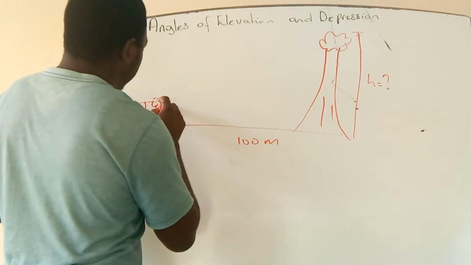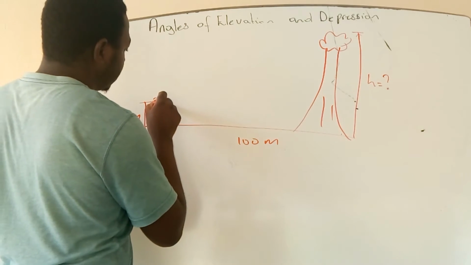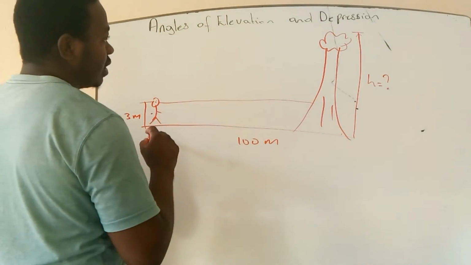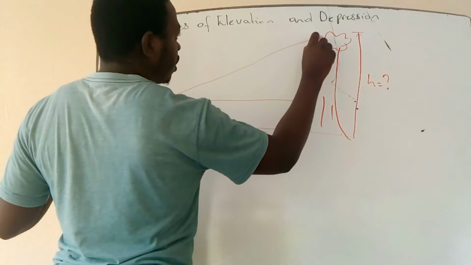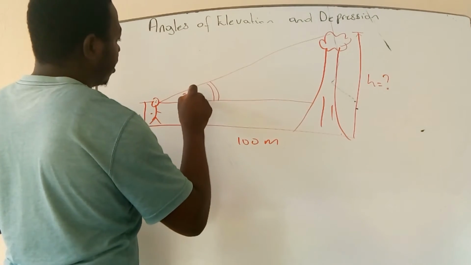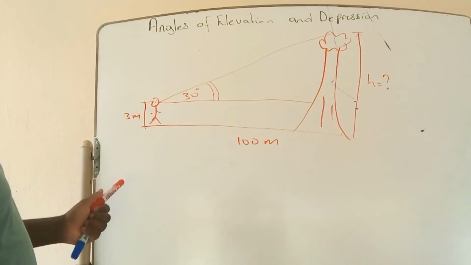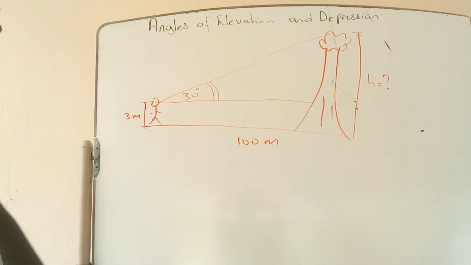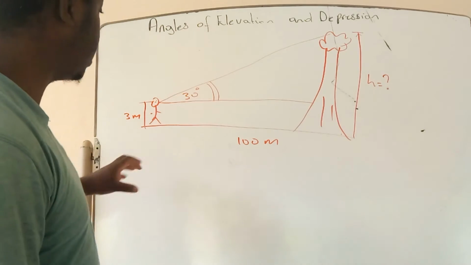You also know that your line of sight looking across to the tree and your line of sight looking upwards at the top of the tree, you know that angle. You know that angle is 30 degrees, right? And you're asked to use this information to determine the height of the tree. How would you go about doing this question?